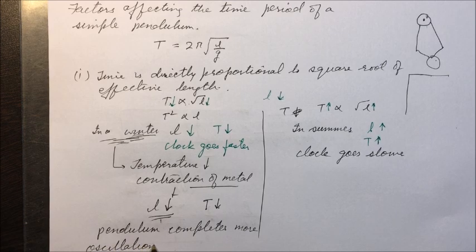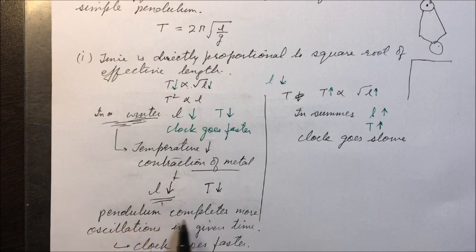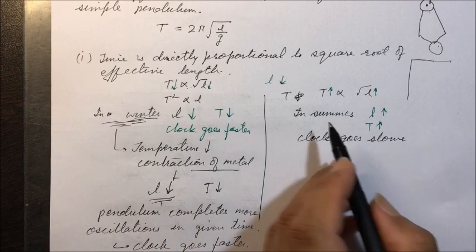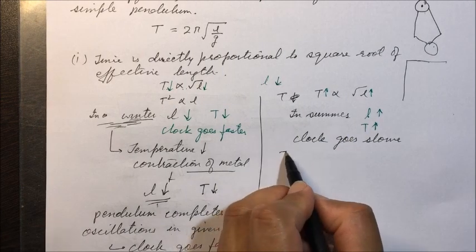More oscillations in the given time. So in the given time, the pendulum completes more oscillations. Therefore, we say the clock goes faster. Now see what happens in summer.